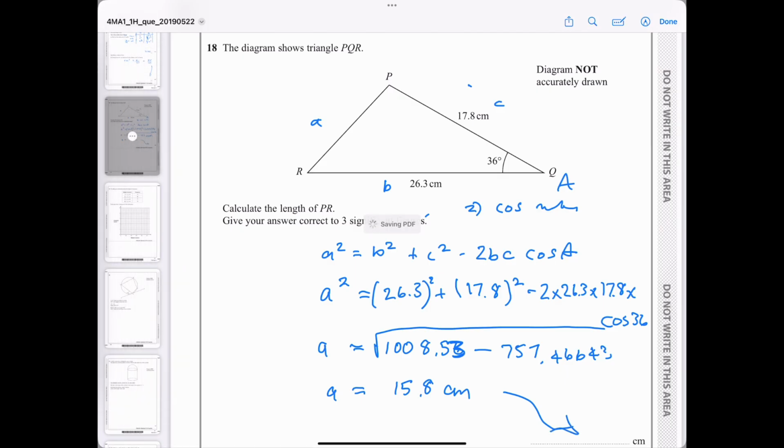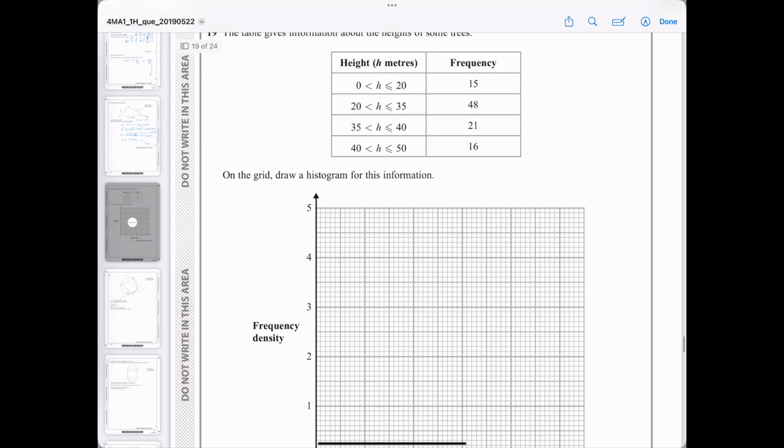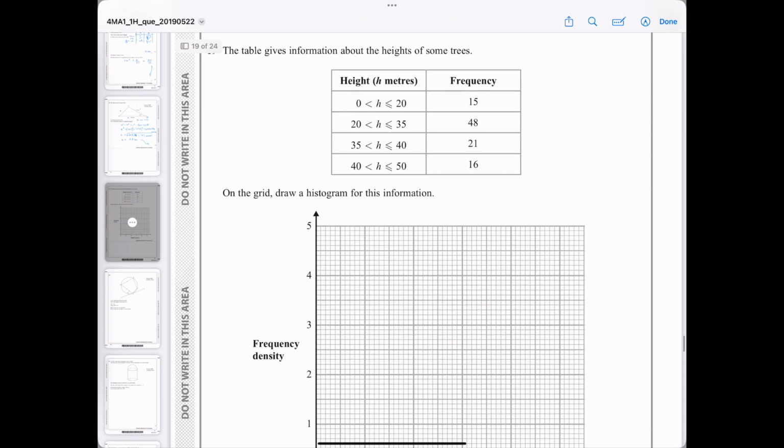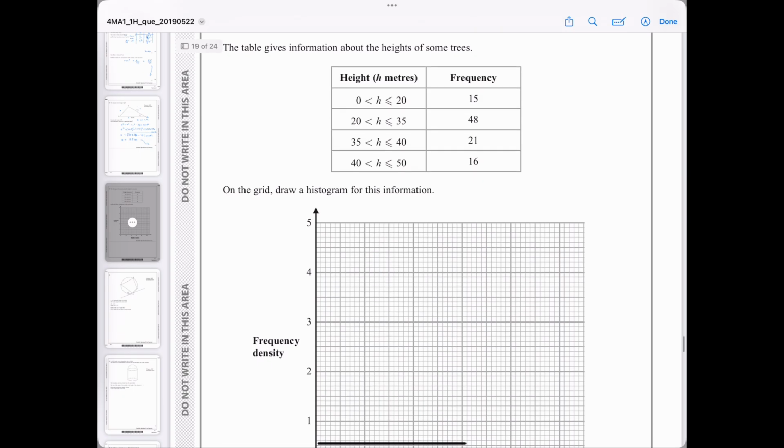Nicely done. And now on to the next one. The table gives the height of some trees. On the grid, draw a histogram for this information.